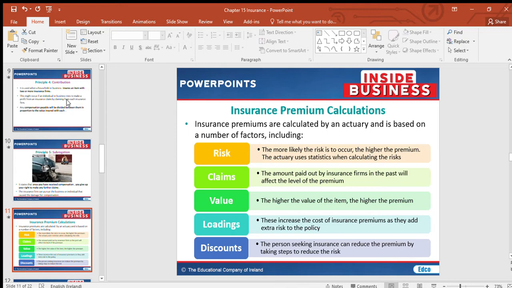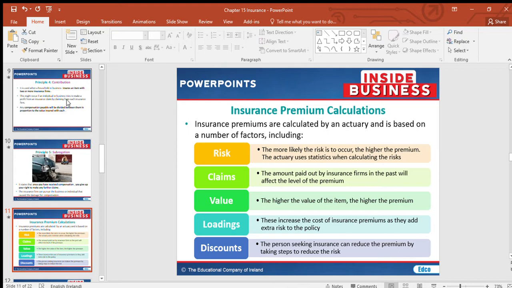There's many different reasons as to why your premium, the amount you have to pay, is going to be very, very high for a young beginner driver versus somebody who's a little bit more experienced. And obviously the more experience you have and a few other factors, the cost of the premium goes down. So premiums are calculated by an actuary. That's their job. An actuary is somebody that calculates premiums based on a number of factors.